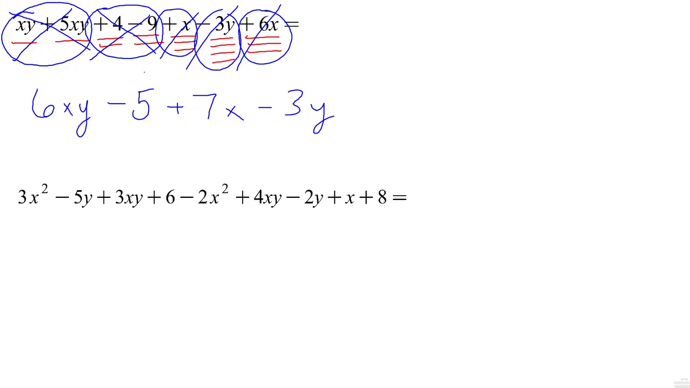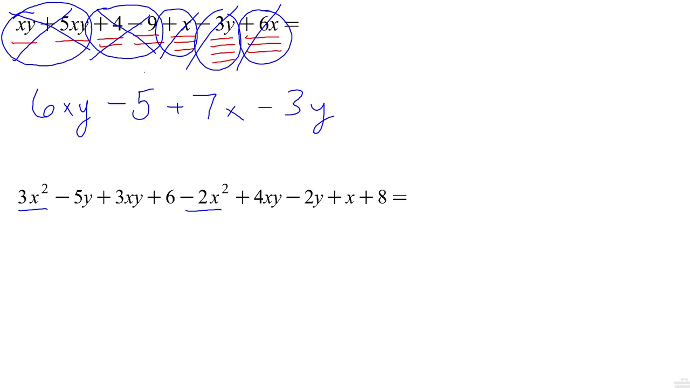So for the one below here, I'll start with 3x squared, and I'll underline that once, and I'll go through and look at each term and see if there are any that just have an x squared in them. So as I go along, negative 5y doesn't, 3xy doesn't, 6 doesn't, minus 2x squared does though, so we'll underline that once. And as I look along the rest of the way, 4xy, minus 2y, plus x, and plus 8, no more x squareds. So we just have the 3x squared and the minus 2x squared to combine.